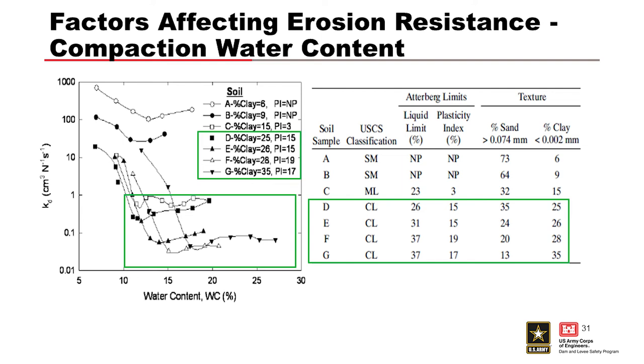So what factors affect erosion resistance in the soil? Compaction, water content. We see from this slide that there's a general trend that as water content increases, the value of erodibility coefficient decreases, particularly for finer soils. However, water content showed a negative effect on erosion resistance of coarse grain soils in EFA testing, or erosion function apparatus testing. So while this slide shows that there may be some correlation, in general, it doesn't seem like there's a genuine correlation between water content alone and erosion resistance.